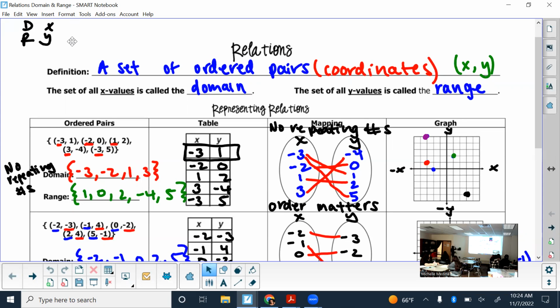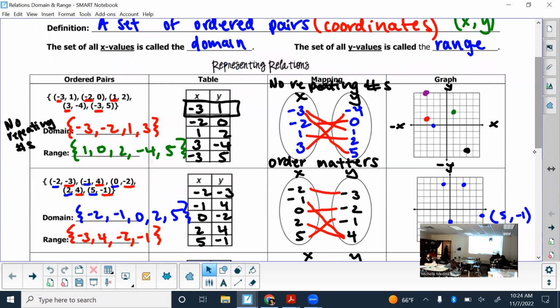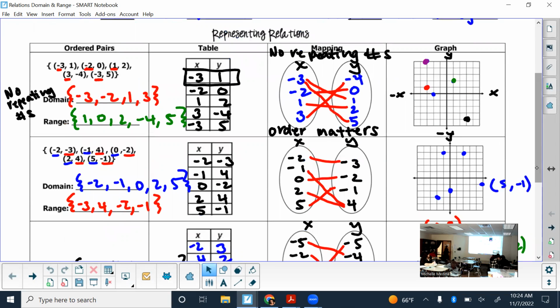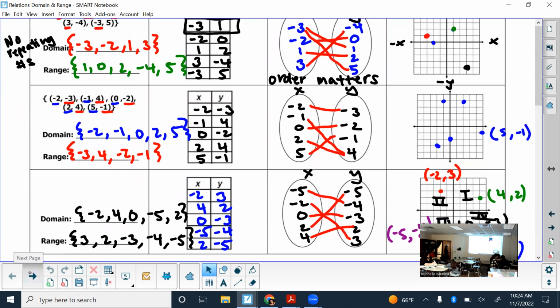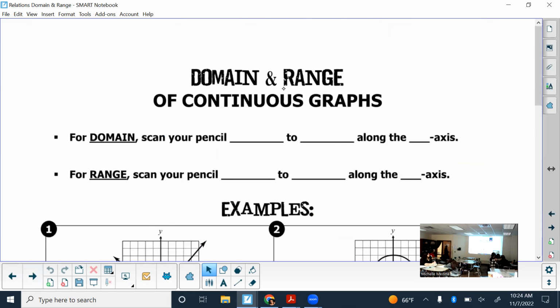So we looked at identifying domain and range from ordered pairs. Hopefully that's straightforward. From a table, from a map, and from a graph. So a few examples of that if you missed Friday or you just need some more review. Today we're going to look on the other side of this paper for domain and range of continuous graphs.